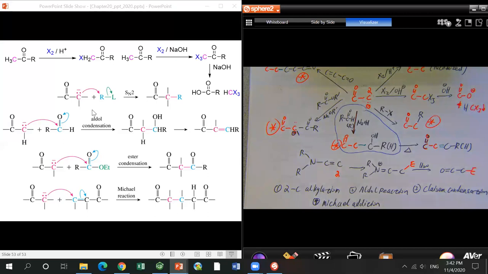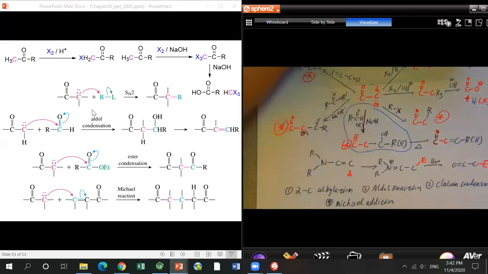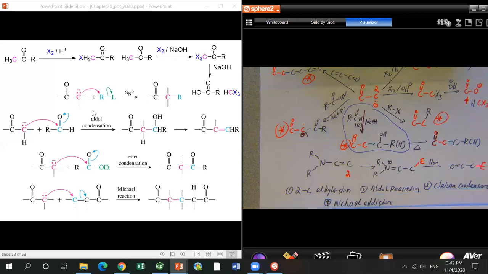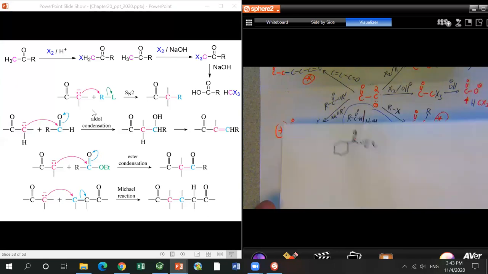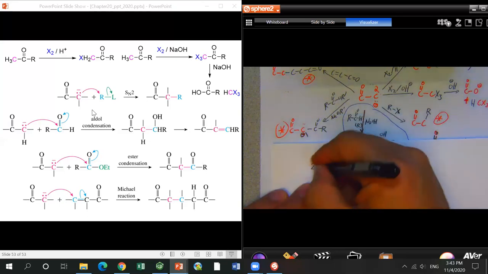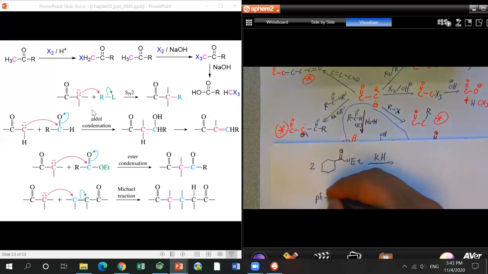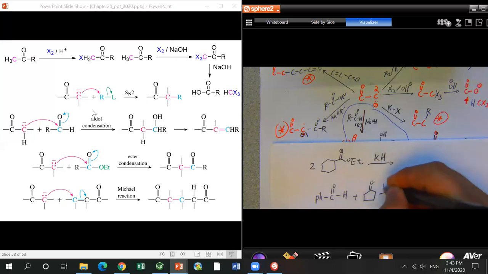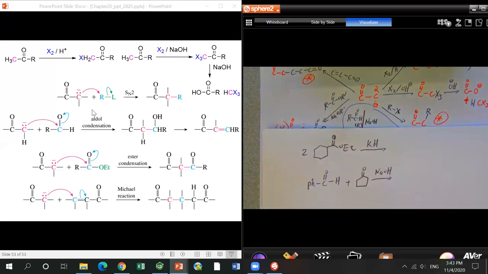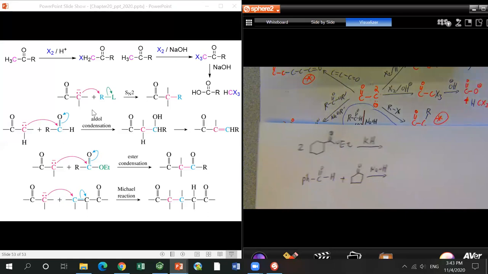All right, we get it. Next, we do a couple of practice problems, mainly focusing on the aldol reaction and also the Claisen condensation. These two are the most difficult ones. I want you to get a little practice on them. We will post the quiz soon. Please work on these two reactions.